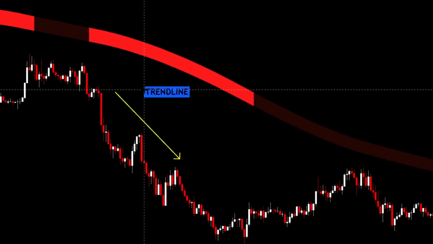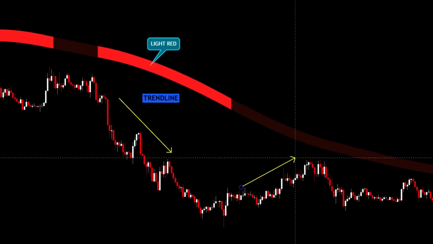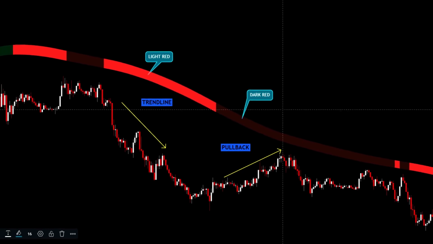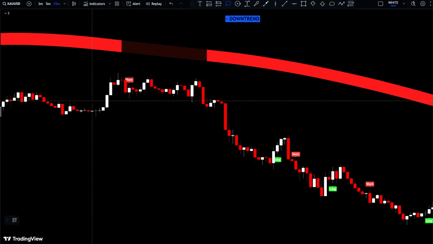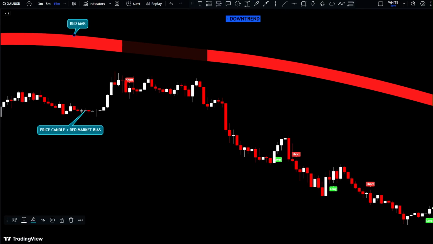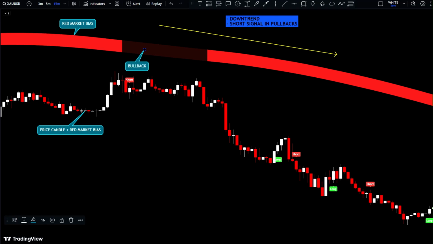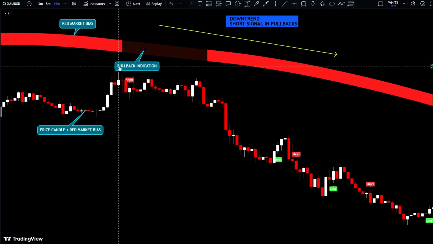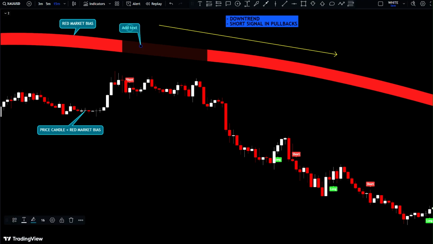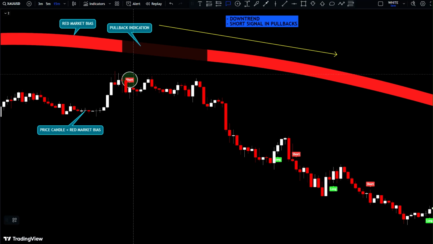Similarly, in a downtrend, the indicator shows red, and when we have a pullback or consolidation within the downtrend, it shifts to dark red. So here's the core rule of this strategy and the way we make money trading. In a downtrend, indicated by red, we're looking for short signals, but we're not just taking any short signal. We're specifically looking for short signals that occur during those consolidations or pullbacks indicated by the dark red color of the market bias. This confirmation of a downtrend and the dark red color gives us a strong confirmation for our short trades.